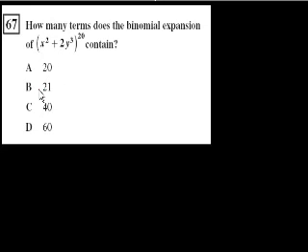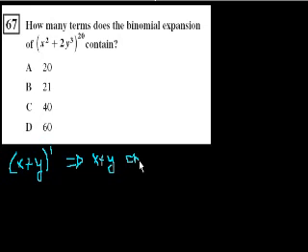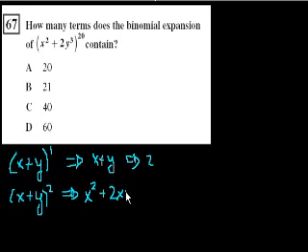So you just have to say, oh boy, let me just think about this a little bit. And just think of it this way. X plus y to the first power has how many terms? Well, it's just x plus y, right? It's just x plus y. And so it has two terms. X plus y squared is equal to x squared plus 2xy plus y squared. So that has three terms.